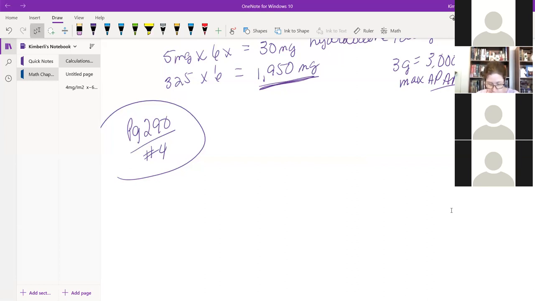Okay, so we're going to interpret this prescription. What do we think the name of this drug is? Trileptal. Oh, you can't read it, Marble. I'm trying for 10 minutes now to find the letters.